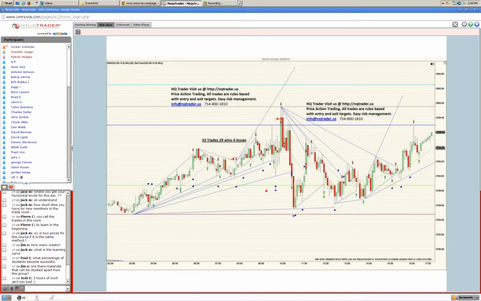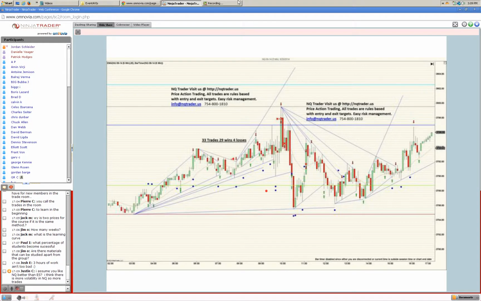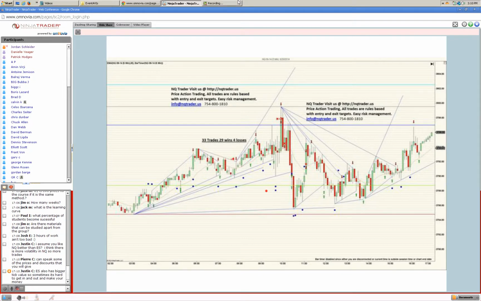The materials, like I said, I could teach you in an hour. I could create an hour of DVDs and you would understand that, but you're not going to be ready for all the little nuances. That's where it takes time, and that's where I like to spend time. Is the NQ better than the ES? I think there's more volatility, so it's easier to trade. Exactly. The NQ is much easier to watch. It's not as boring.